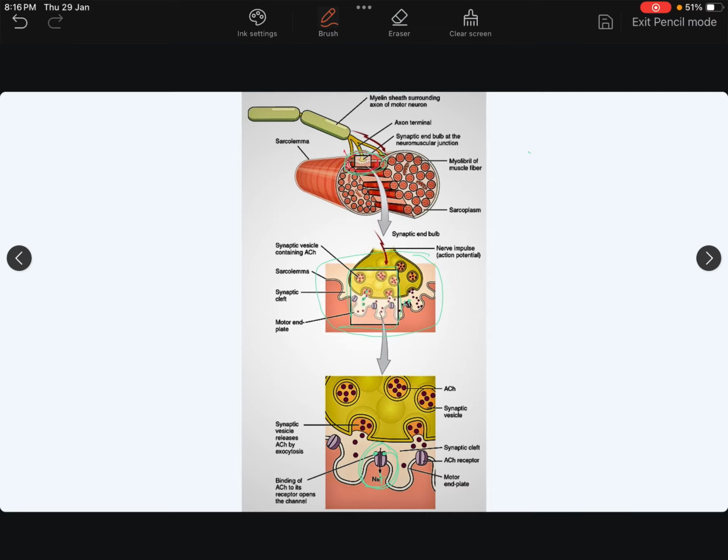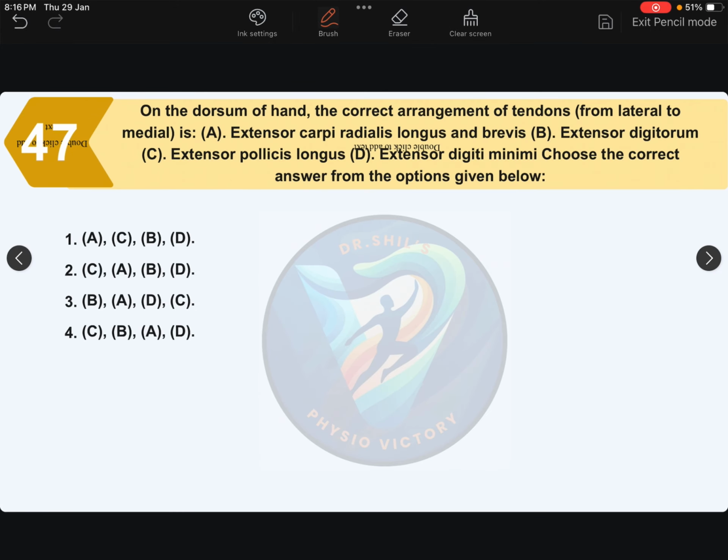Next, come to question number 47. In the dorsum of hand, the correct arrangement of tendons from lateral to medial. A is extensor carpi radialis longus and brevis. B is extensor digitorum. C is extensor pollicis longus, and D is extensor digiti minimi.